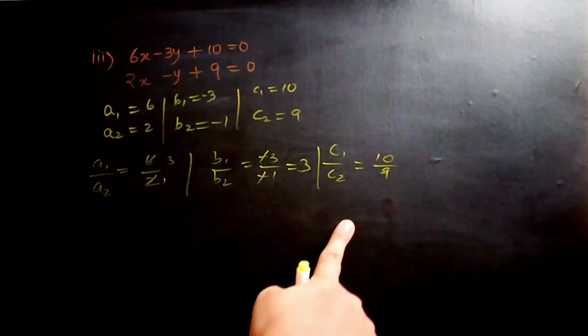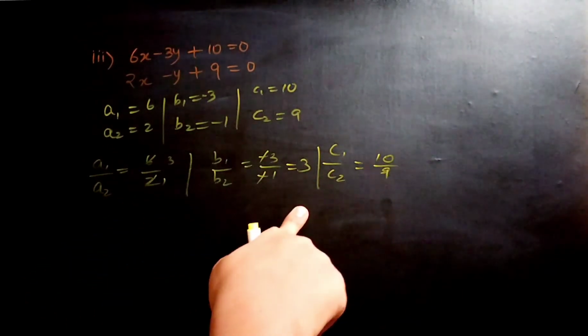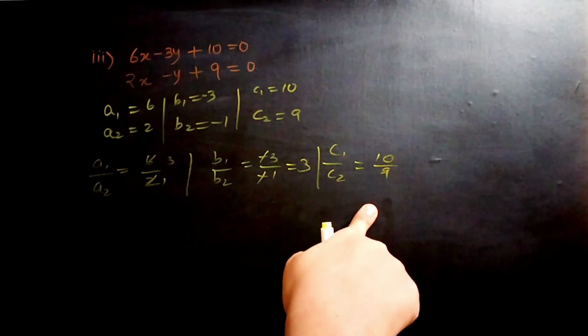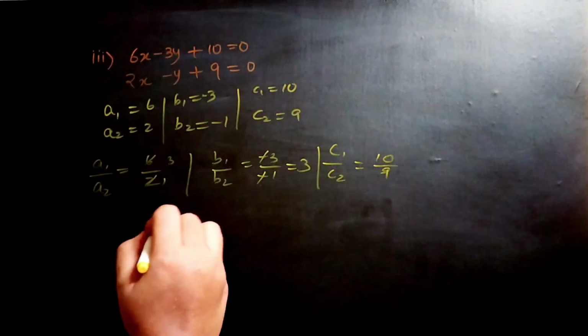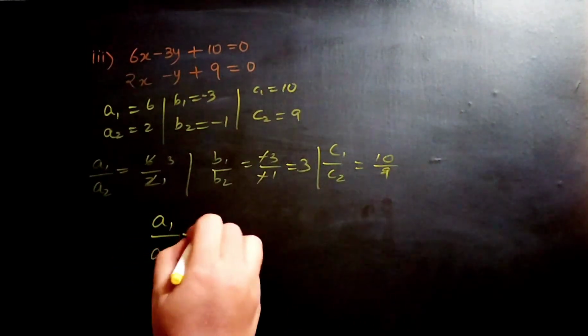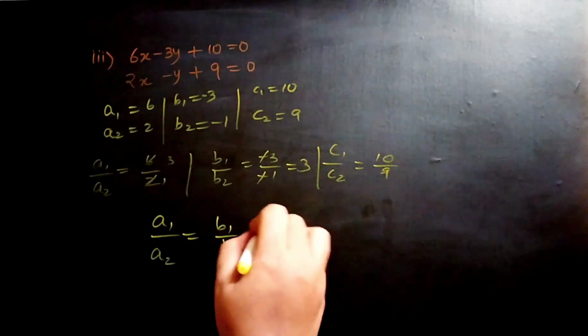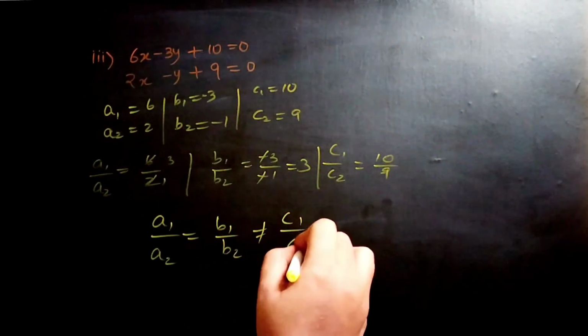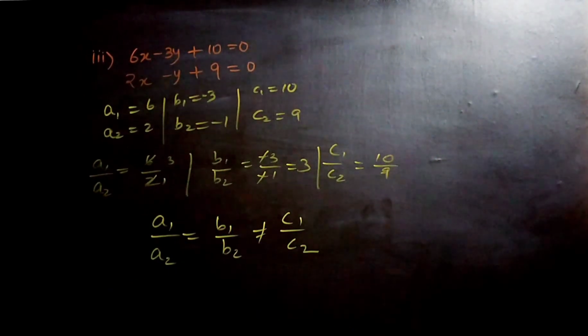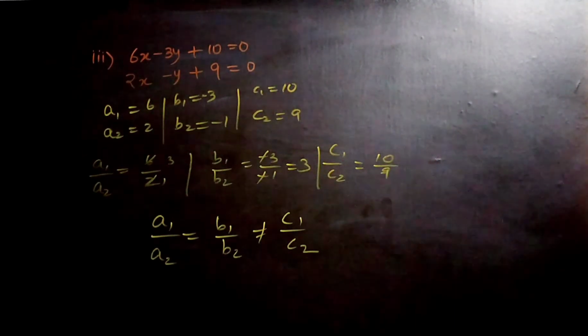If you compare the values, a1 by a2 and b1 by b2 are the same, but c1 by c2 is not equal. So we have the condition a1 by a2 equal to b1 by b2, not equal to c1 by c2. This satisfies the condition for parallel lines. That is no solution.